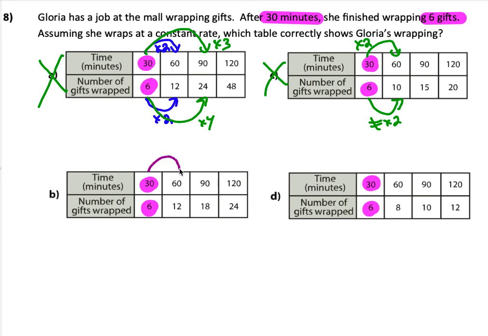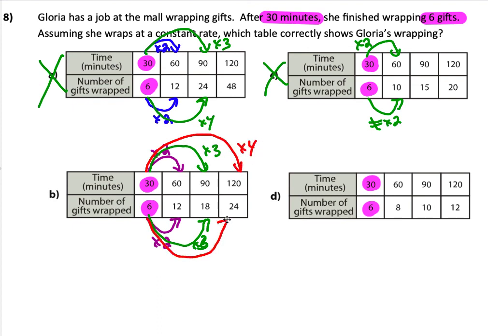Here, 30 times 2 gets me 60. 6 times 2 gets me 12. That works. Then 30 times 3 is 90. 6 times 3 is 18. Then 30 times 4 is 120. 6 times 4 is 24. So that one definitely works.